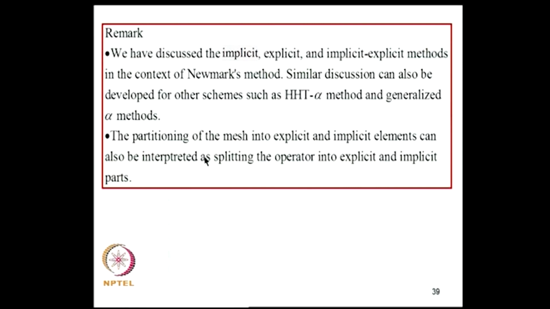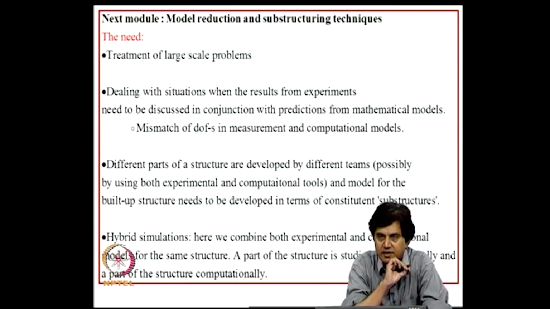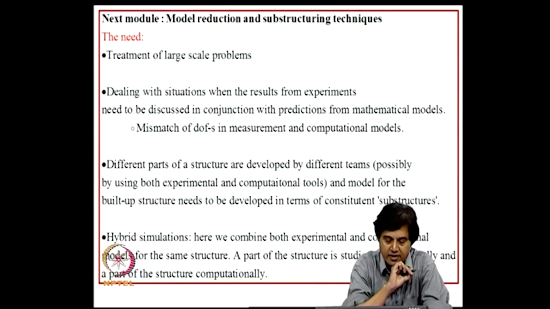Now, the partitioning of the mesh into explicit and implicit elements can also be interpreted as splitting the operator into explicit and implicit parts. So, these are so called operator splitting implicit explicit methods. Now, what I wish to do in the remaining few minutes of this lecture is to give a brief introduction to what are the issues that we would like to address in the next module.